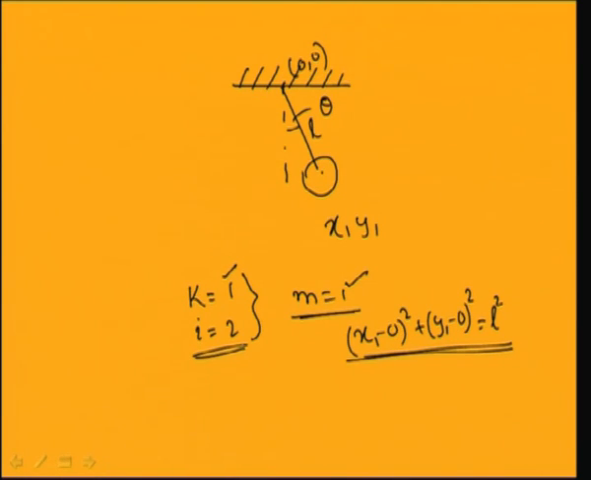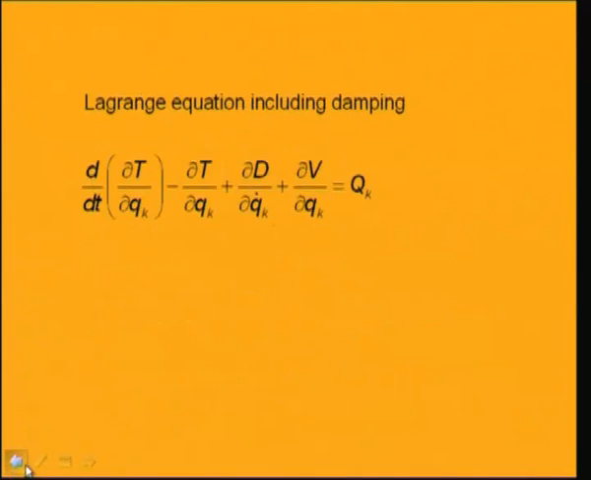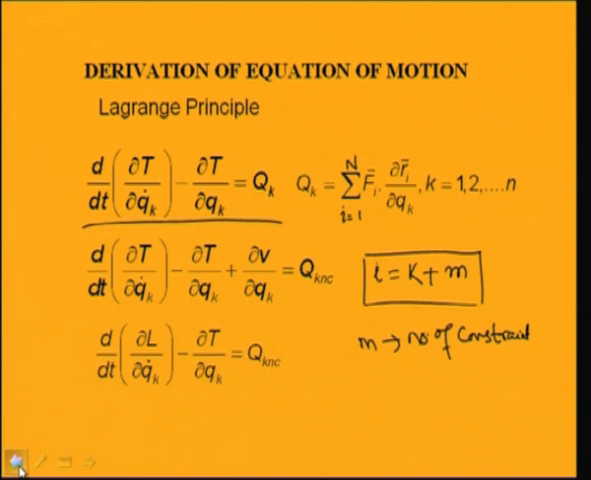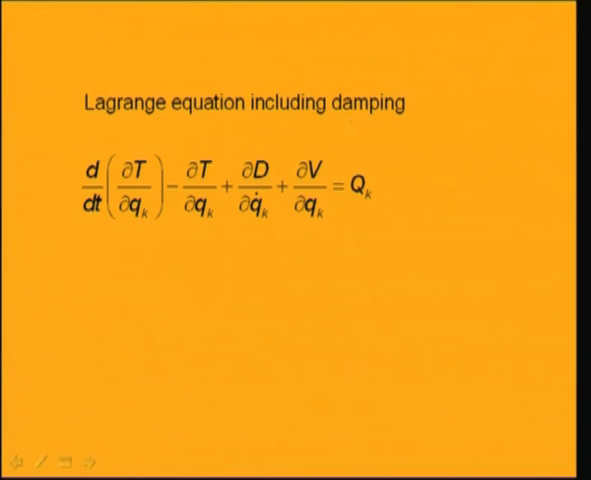Previously I told you about the Lagrange principle. Using the Lagrange principle, you can find the equation of motion, either from the kinetic energy and the generalized force, or you can use the Lagrangian of the system, which is L equal to T minus V, where T is the kinetic energy and V the potential energy. For a system with damping, you can use the dissipation energy to find the equation of motion.